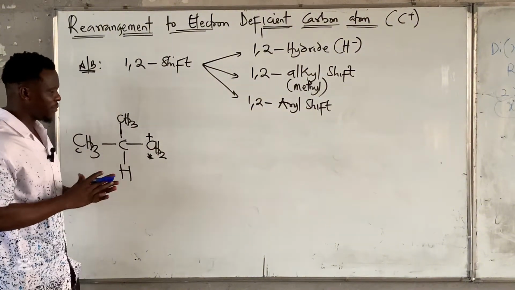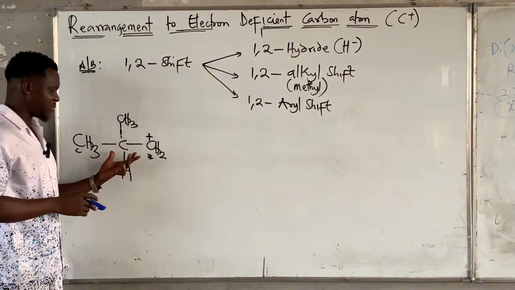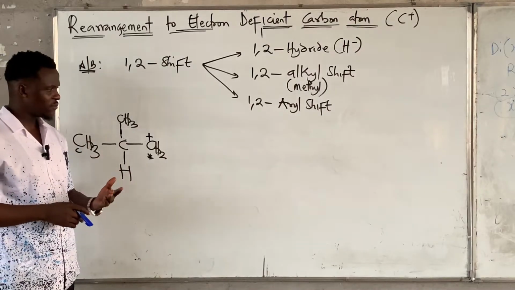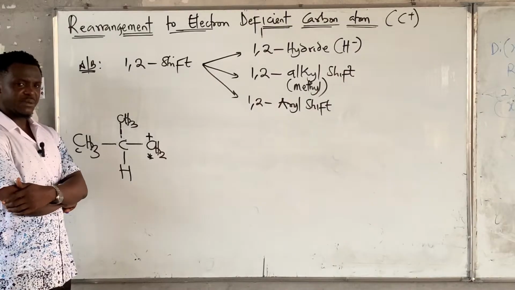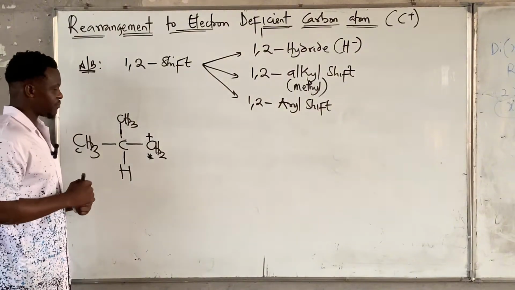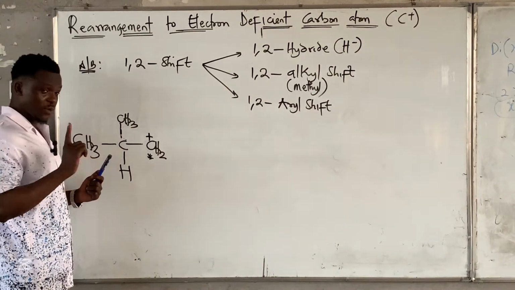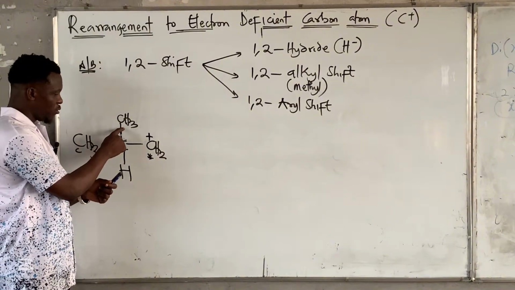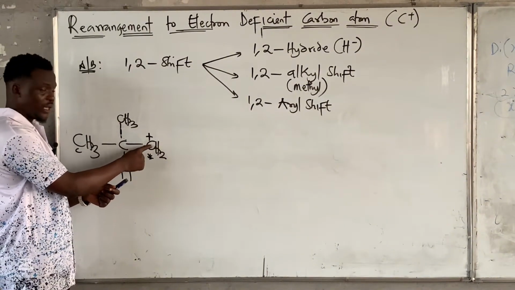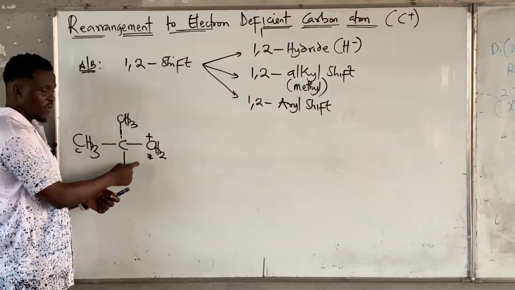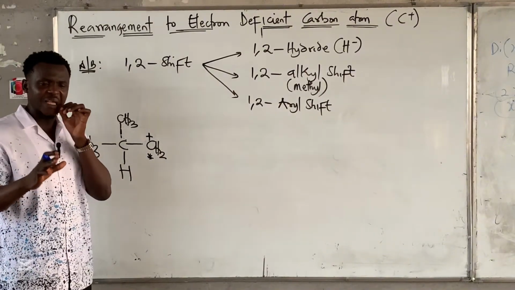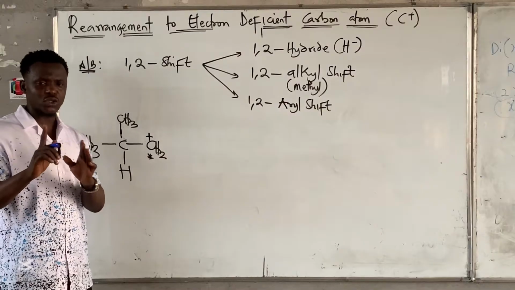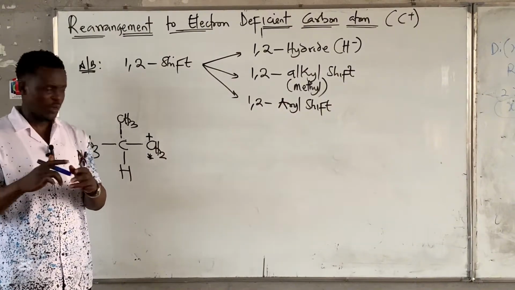Now, is there a possibility of us to get a more stable carbocation? Is there a possibility for that? Yes, there is a possibility. Now, look up. Look at what I'm going to do now. It's either I'm going to move this methyl, bring it to here, or I'm going to move hydrogen, bring it to here. Now, I'm going to do both of them and then tell you the one that will be the correct one.